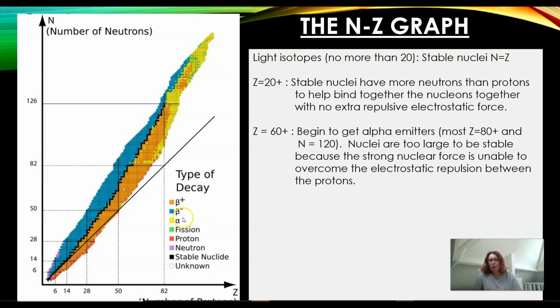So if you look at this graph, the alpha emitters are these yellow ones. So what happens, say you've got this element here. To try and become stable, it's going to lose protons and neutrons. So it will start to move like this across. And then it might do some more decays here. You can see it's moving to beta plus to try and get to this black line. You need to remember these numbers. It will ask you to quote them, okay?